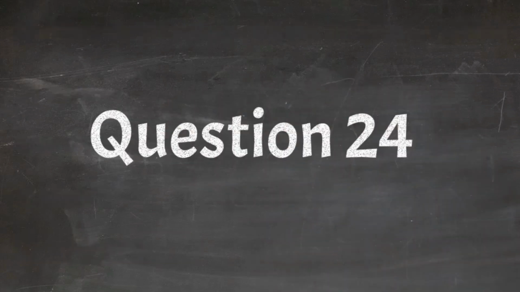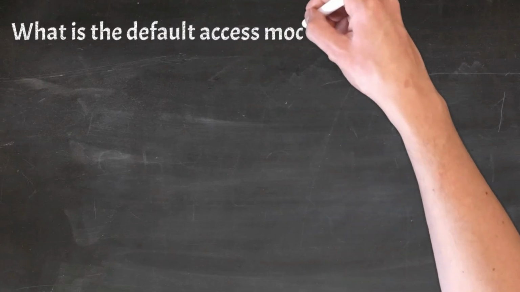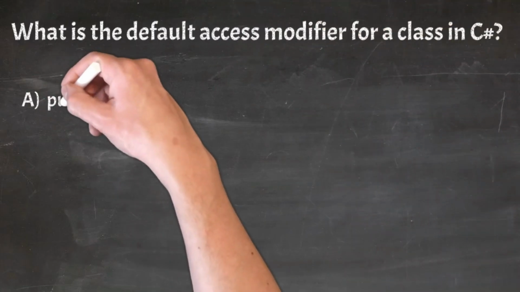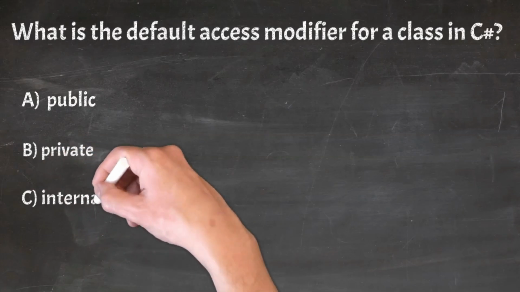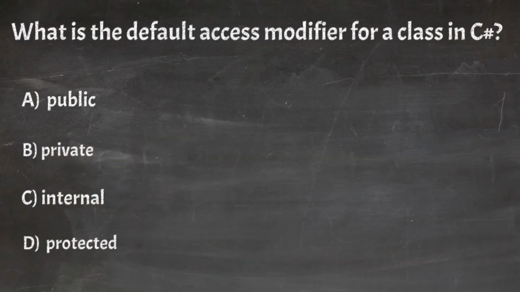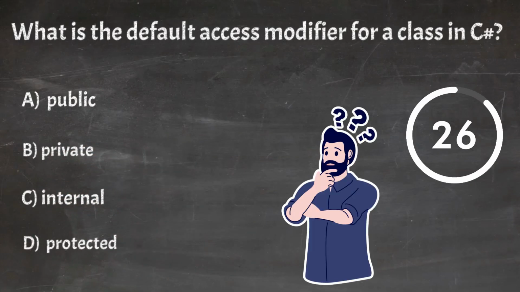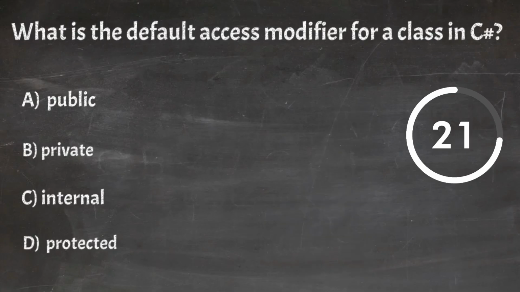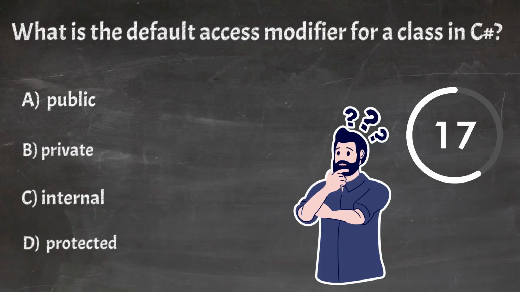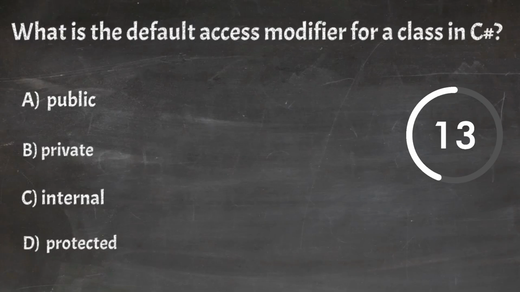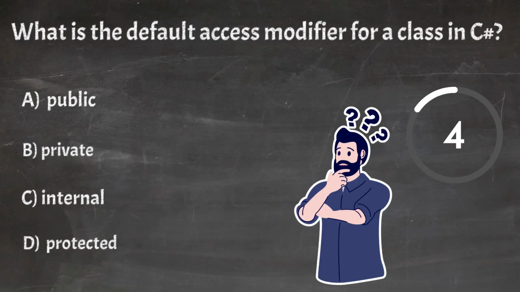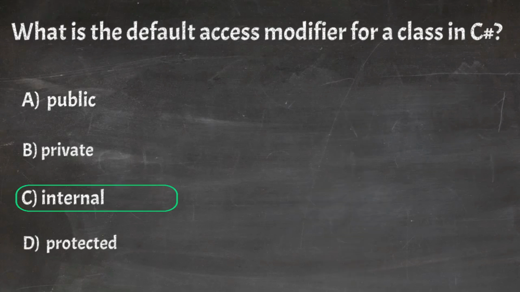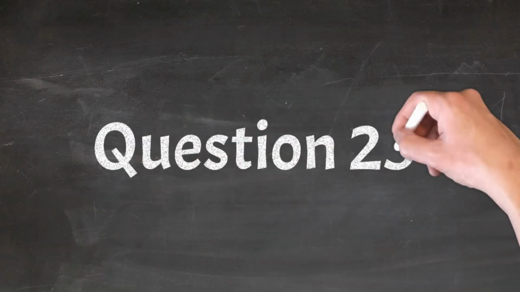Question 24. What is the default access modifier for a class in C#? A. Public. B. Private. C. Internal. D. Protected. Correct answer C. Internal. Question 25.